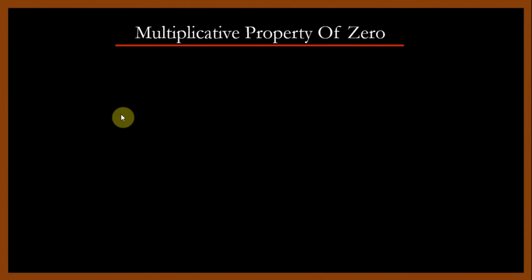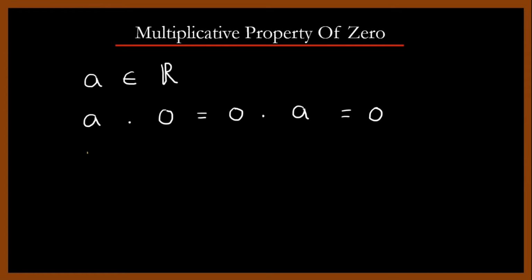So now let's talk about the multiplicative property of 0. The multiplicative property of 0 is well known, and it states that when you multiply any real number a with 0, the result is 0 only. So a multiplied by 0 equals 0 multiplied by a equals 0 is the multiplicative property of 0. So 16, which is a real number, multiplied by 0 gives us 0.